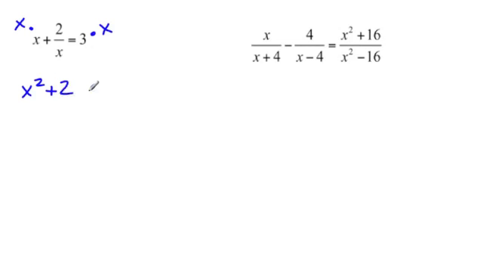So we have x squared plus 2 equals 3x. The denominators are completely out of the problem. Forget about it. Now, set this equal to 0. So we're going to do x squared minus 3x plus 2 equals 0, and you need to factor this.